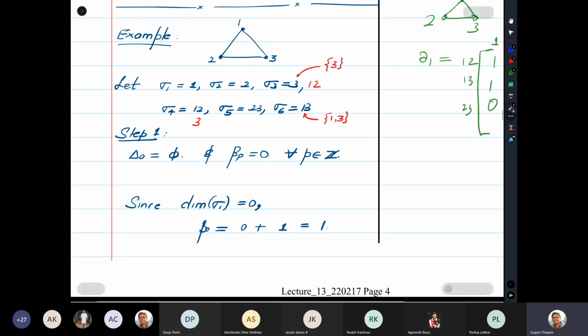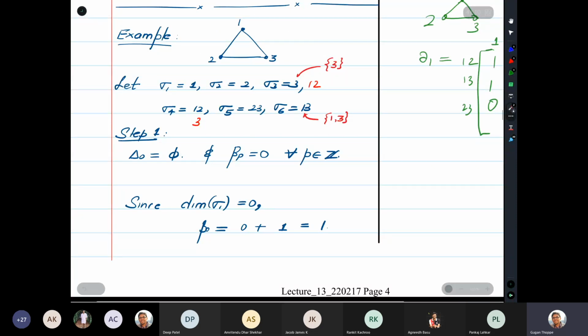So I hope the goal is clear. This is the simplicial complex. I want to find the Betti numbers of this simplicial complex. That's what I'm trying to do now. However, of course, I could have directly sat down to compute the Betti numbers of this simplicial complex. But instead of directly trying to find it, I'm going to incrementally update the Betti numbers of this simplicial complex.